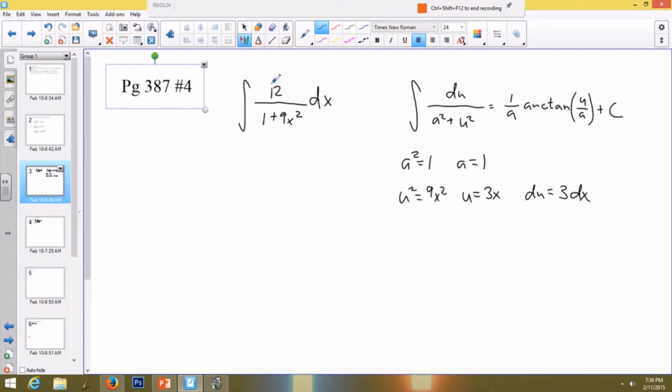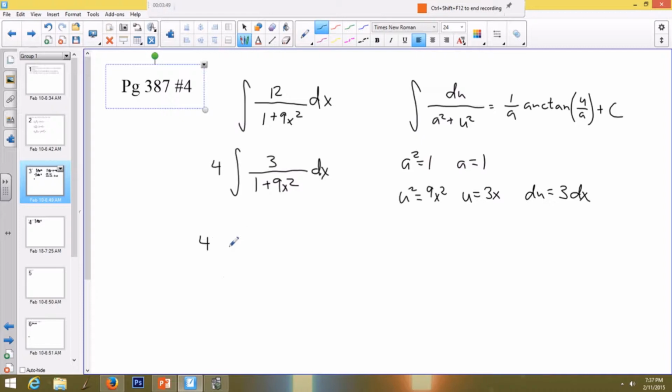Now, I have 12, and I need it to be 3. So I'm going to move 4 out and put a 3 there, over 1 plus 9x squared, dx. And now I have my 3 dx that I can change into du. I have my a squared, I have my u squared, and I can just fill in what I had before.